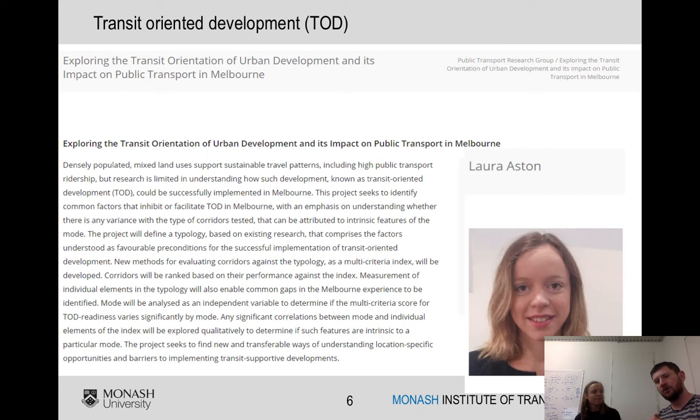And what we would call TOD here, I don't think anyone in Europe would call TOD very often. They just call that development, maybe. Yeah, it's all about context, I suppose.